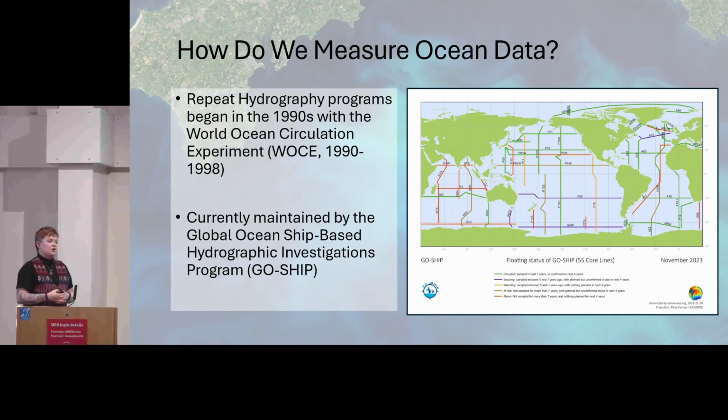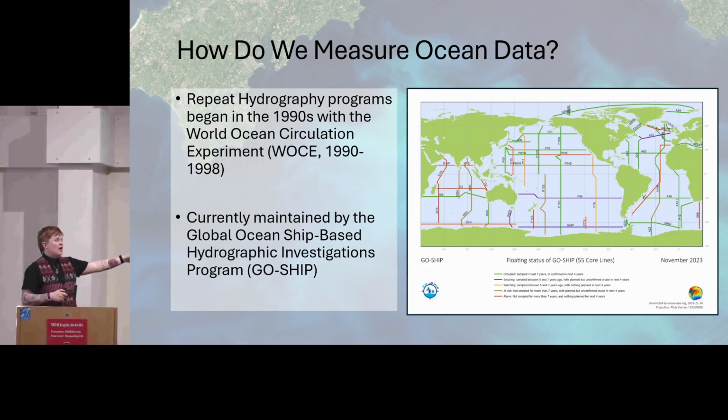1990s with the World Ocean Circulation Experiment, known as WOCE, that ran for 8 years, and basically established these lines that research cruises would go out and travel across and make measurements. And then they would repeat these lines every 5 years. These types of programs are now currently still maintained by a program called the Global Ocean Ship-Based Hydrographic Investigations Program, much more easily known as GO-SHIP.